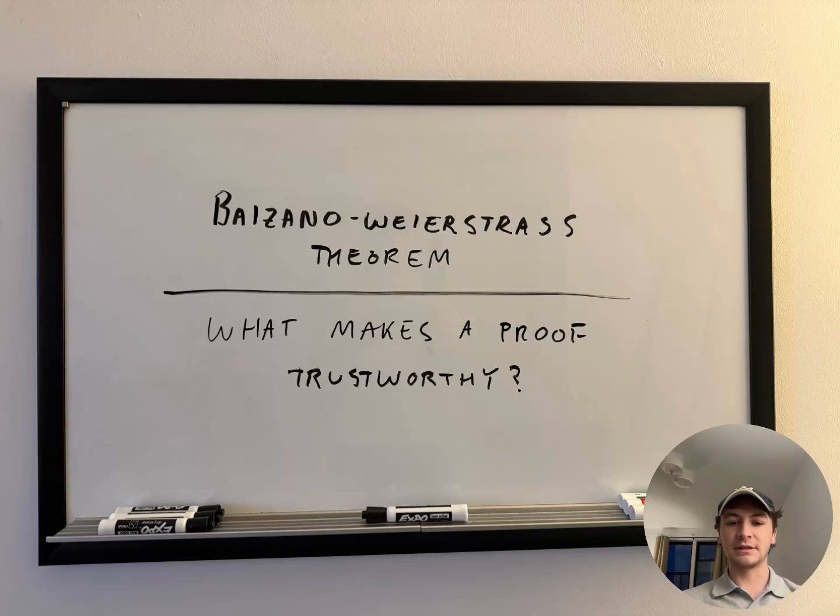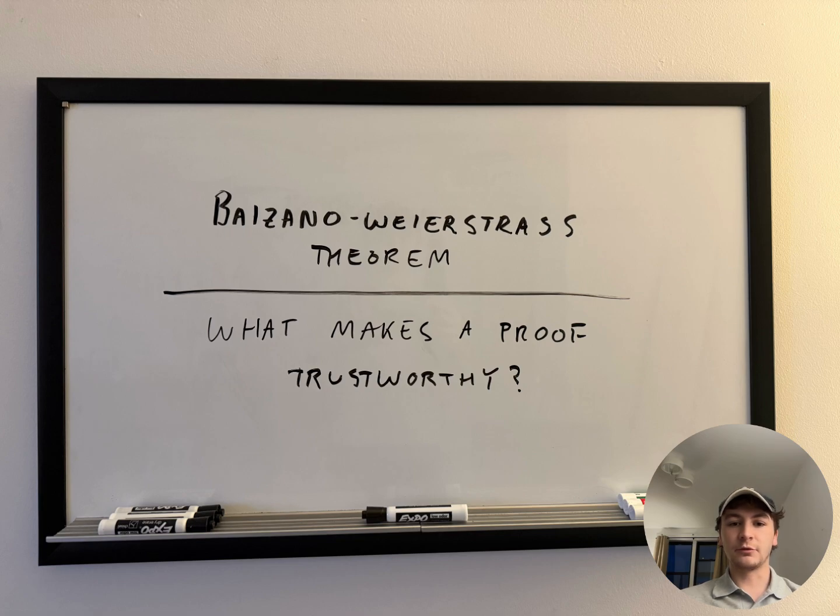Today I will be presenting my project on the Bolzano-Weierstrass theorem and exploring the question, what makes a proof trustworthy? If an AI writes out a math proof and every line of it looks right, should you believe it? Most people would say, yeah, obviously, AI is good at everything. But in this project, we explore that question a little bit deeper. And what I've found is that it looks right and it is right are not the same thing.